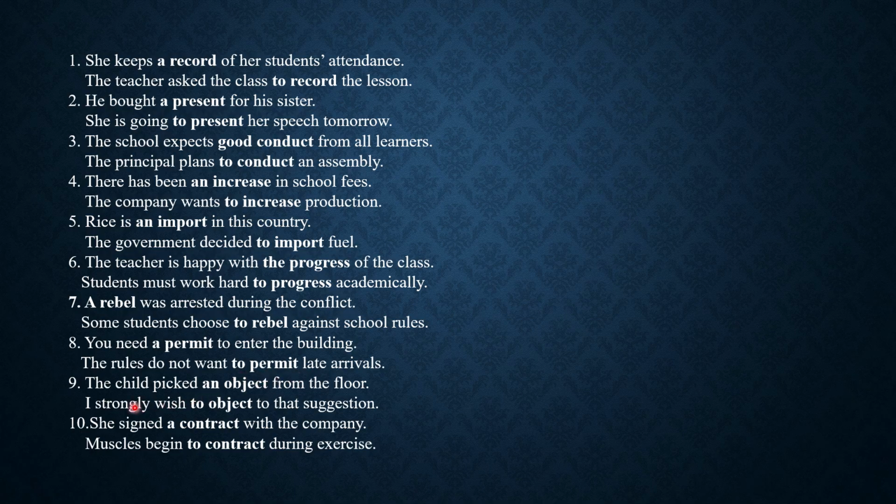Then number 9, the child picked an object from the floor. An object is a noun. I strongly wish to object to that suggestion. To object, that is an action or a verb. And lastly, she signed a contract with the company. A contract coming out as a noun. And muscles begin to contract during exercise. To contract, that is a verb or an action.